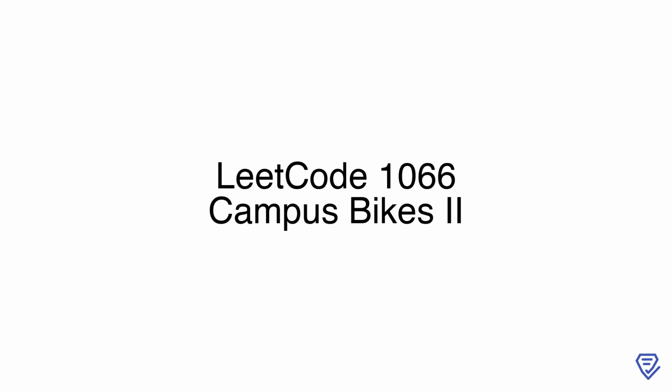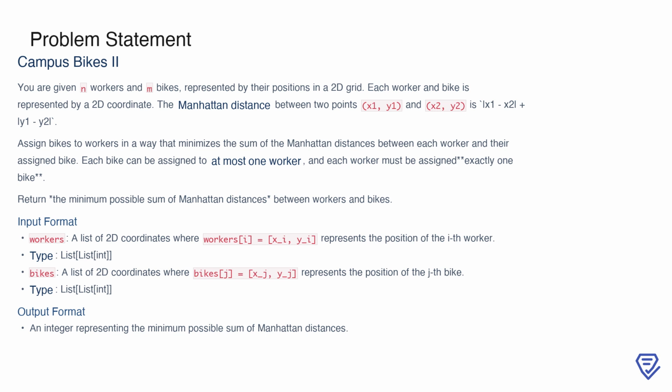Ready? Let's dive in. In this problem, we are tasked with assigning bikes to workers in a way that minimizes the total Manhattan distance. The scenario involves n workers and m bikes, each represented as a point on a 2D grid. The Manhattan distance between 2 points, say, (x1, y1) and (x2, y2), is calculated as the absolute difference of their x coordinates plus the absolute difference of their y coordinates. The goal is to ensure that each worker gets exactly one bike, and no bike is assigned to more than one worker. The result we need to return is the minimum possible sum of these distances.